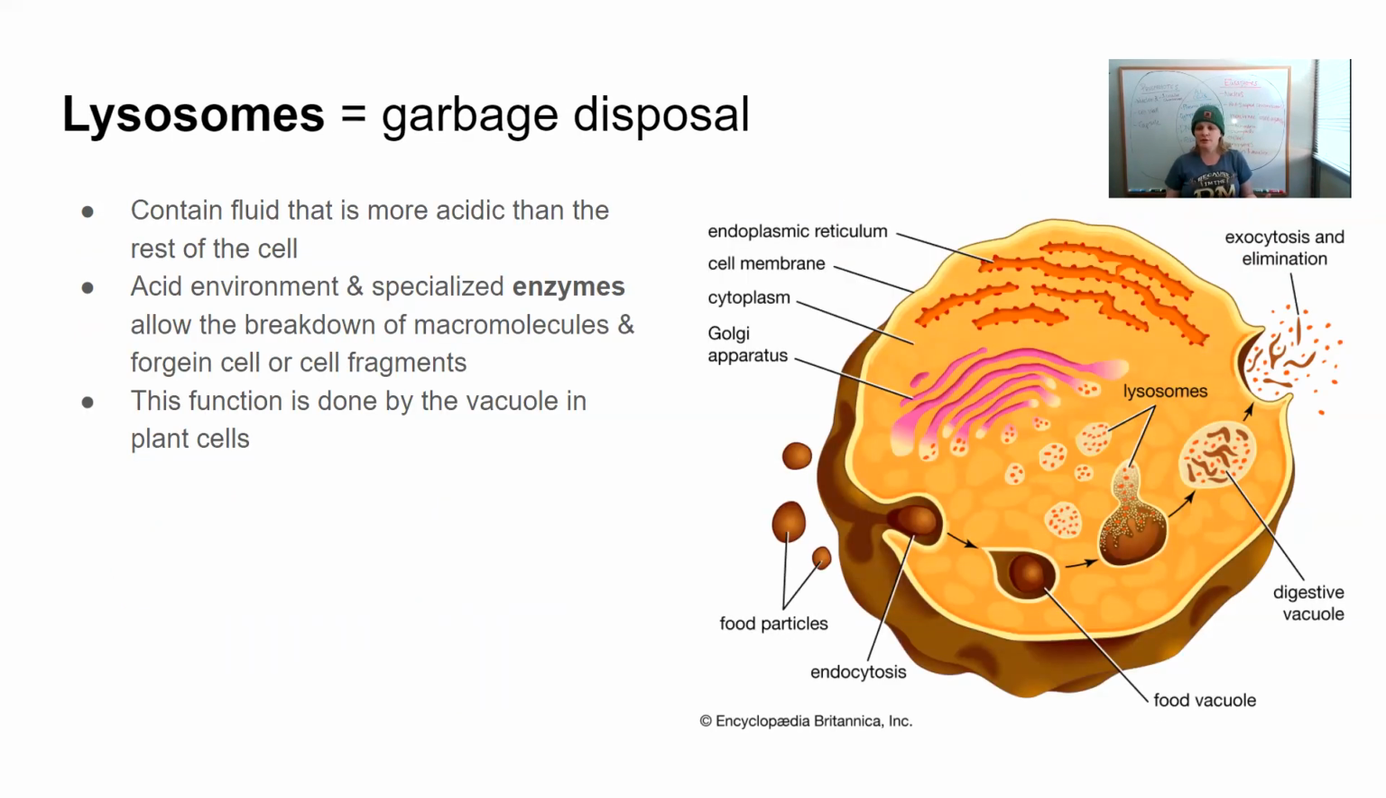Lysosomes, again, this is the garbage disposal or the recycling center. You can think of it as either way. Their job is to break down other big stuff into the component parts, and then those component parts can go off and be used in other parts of the cell. So typically, the inside of the lysosome has a lower pH, which means it's more acidic. So it's easier for stuff to be broken down.